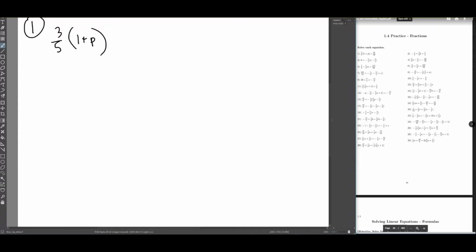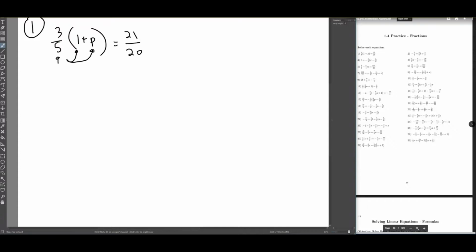Okay, so let's start with number one. It is 3 over 5 multiplied by 1 plus p equals 21 over 20. Can we add what's in the brackets? No, we can't, because you can't add 1 to 1 pineapple. You can only add pineapples with pineapples. If it were p plus p, we would have 2p. But since it's 1 plus p, we can't do that.